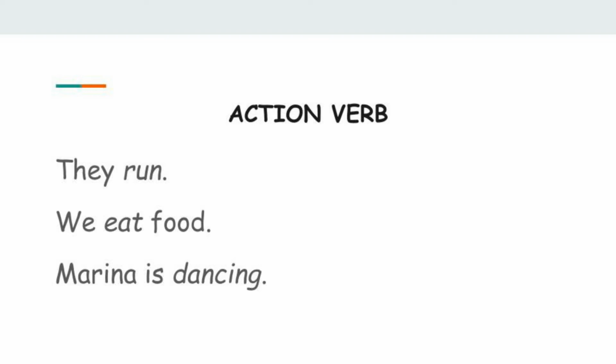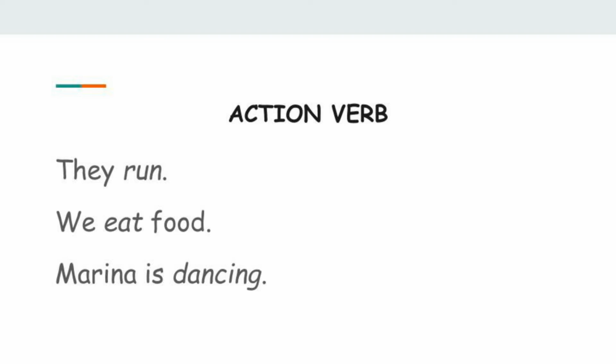Action verb. What is an action verb? An action verb is a word that tells us about an action, that something is happening. For example, they run. What do they do? They run. So here the word run is the action verb that shows an action in the sentence.